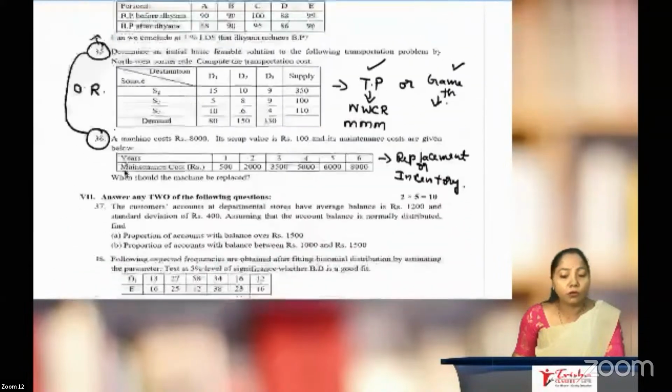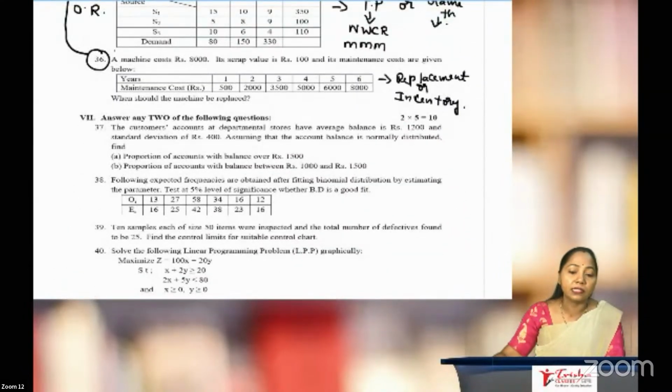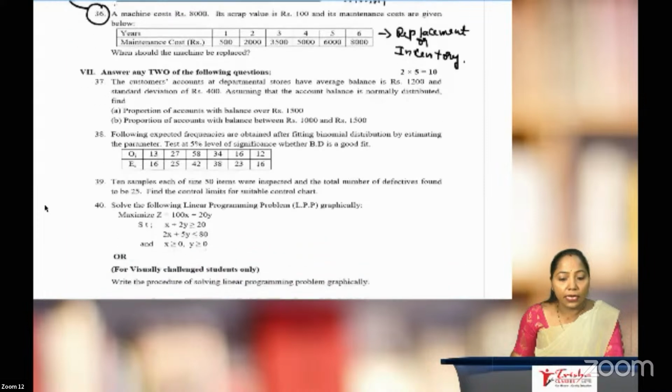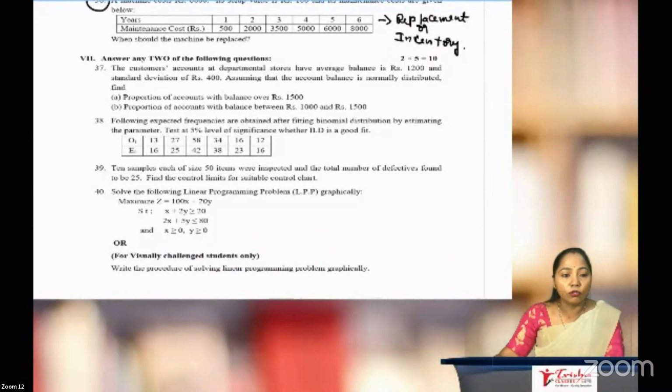Okay, now moving on to Roman number 7 in the same section. 4 questions will be asked, out of which you have to answer any 2. Now let us see what strategies you can make so that you solve both the sums here.